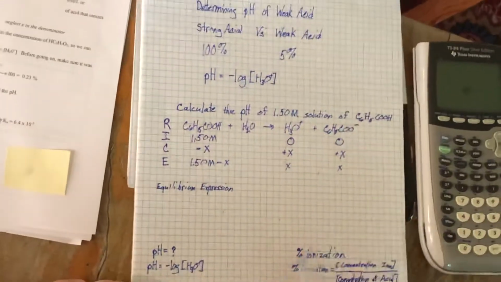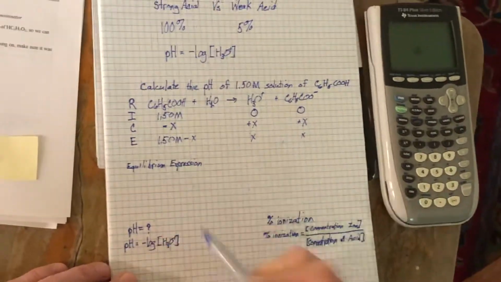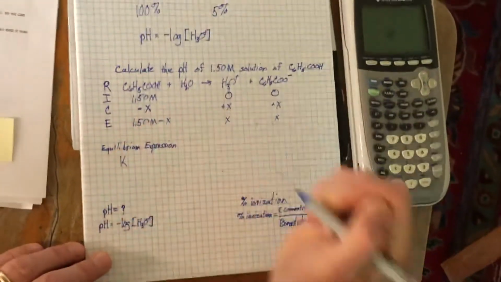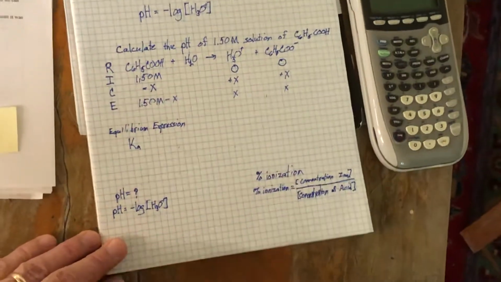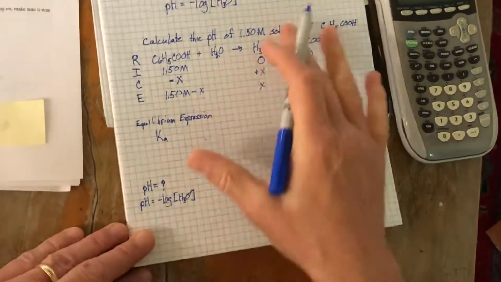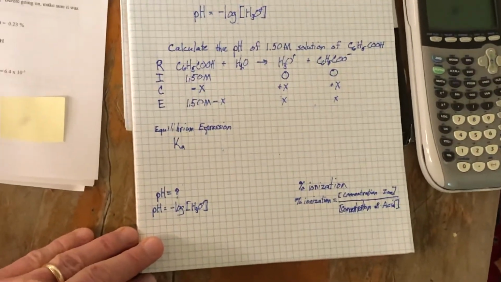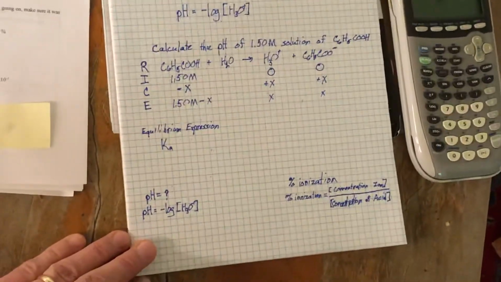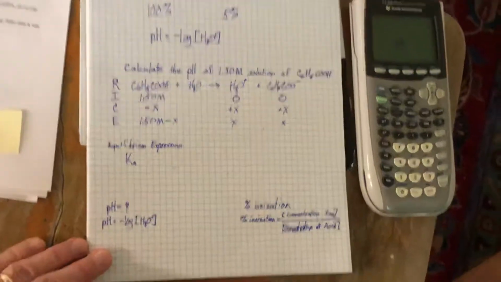So how do you write the equilibrium expression? Well, the equilibrium expression is also referred to as K. Now, this can be a Ka, and that would be an equilibrium expression for an acid. That's what we're dealing with. It could be Kb, the equilibrium expression for a base, or like we did in honors, it could be Keq, the equilibrium expression for just an aqueous solution.